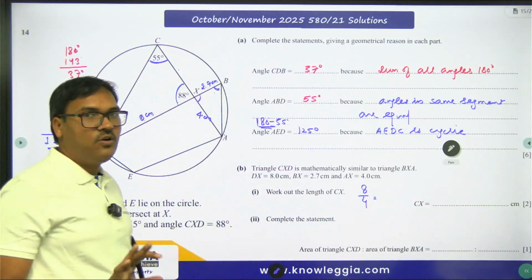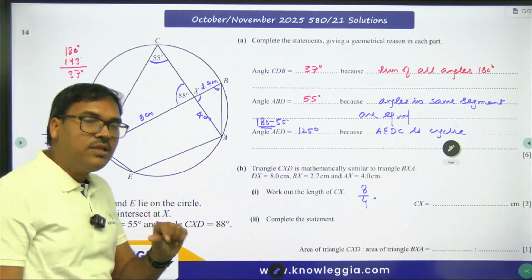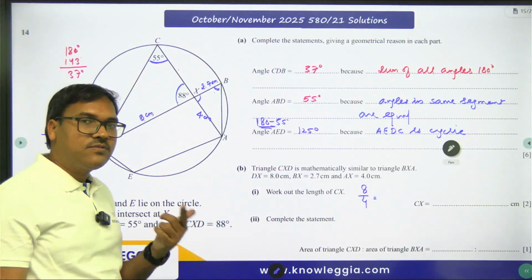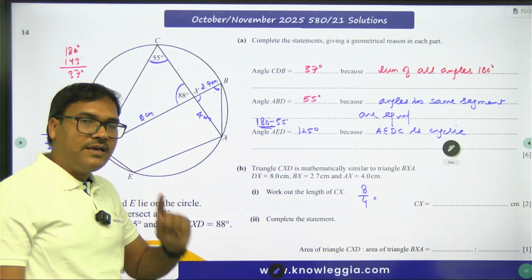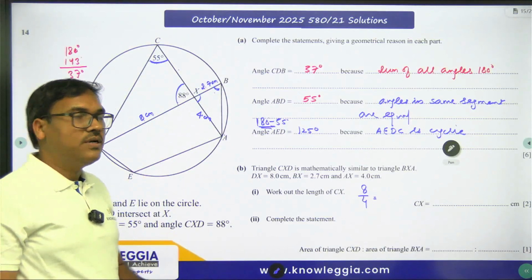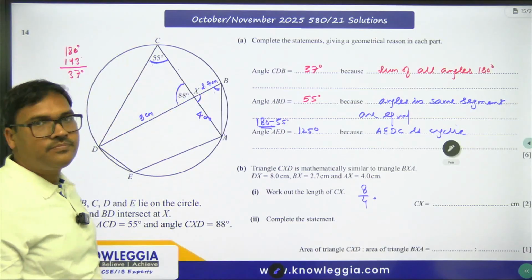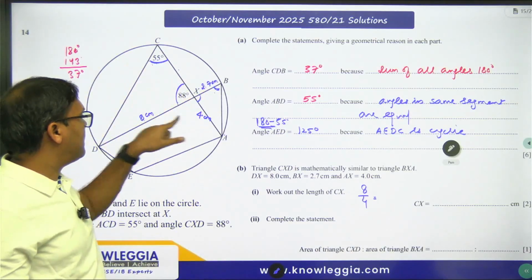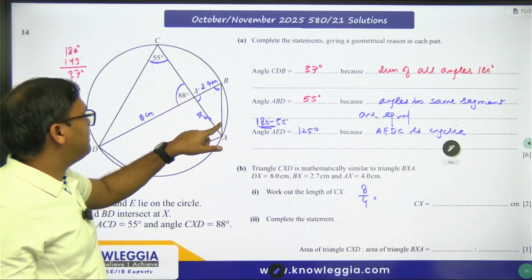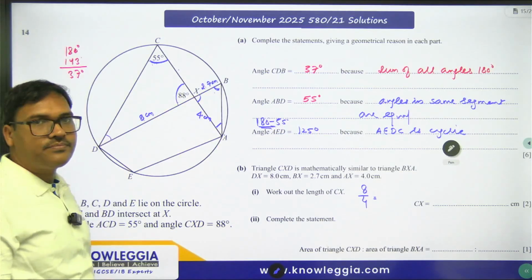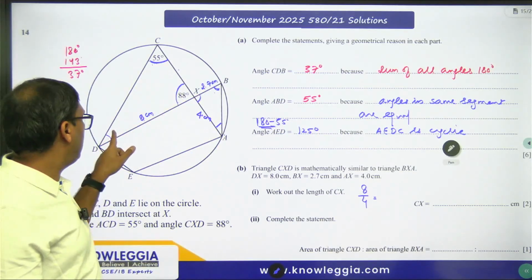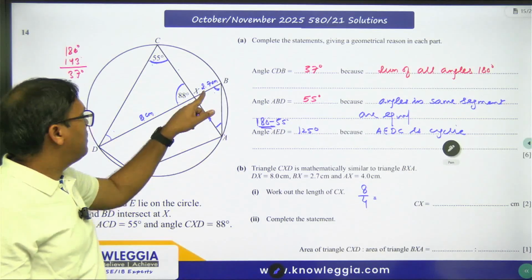This is a common mistake. Always remember, when we are writing similar triangles, the ratio of corresponding sides should be the same. And how do you check which are the corresponding sides? The sides opposite the equal angles will be the corresponding ones. For example, these two angles are 55 and 55, so these are corresponding sides. This angle is equal to this angle, so this corresponds to this, because these two are equal.